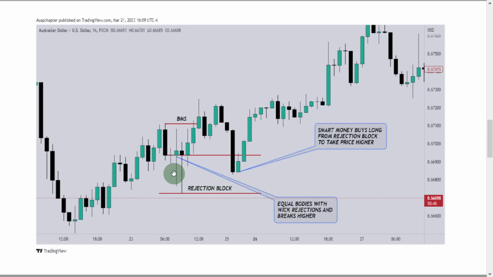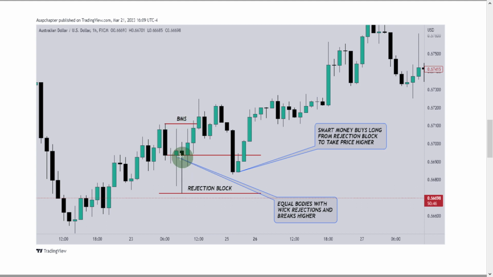Now let's look at this example as well. See this bullish candle and this bearish candle, the bodies are equal. See how these bodies on this line are all equal with long tails of rejection. After that, it moves aggressively away from this level and then breaks market structure.